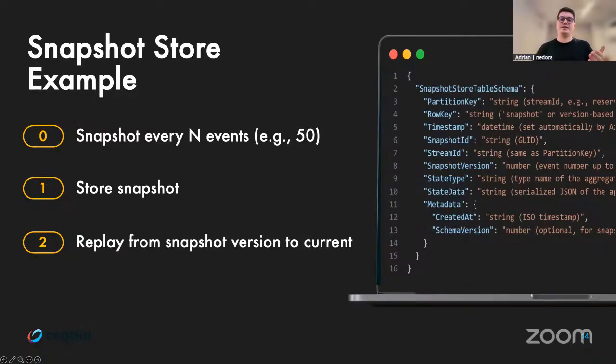Snapshot frequency is a tuning parameter. Let's say it's a nice addition to your system. You can adjust it based on how big your aggregates are and how fast you need to load them. And because events are your source of truth, you can always regenerate snapshots if needed.